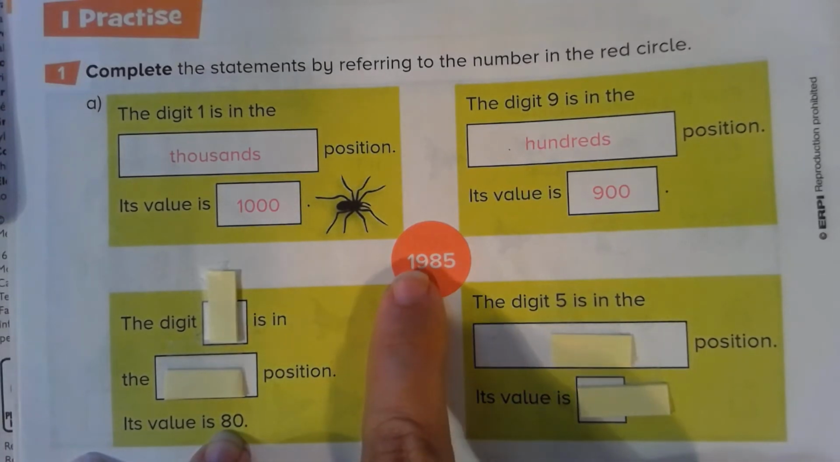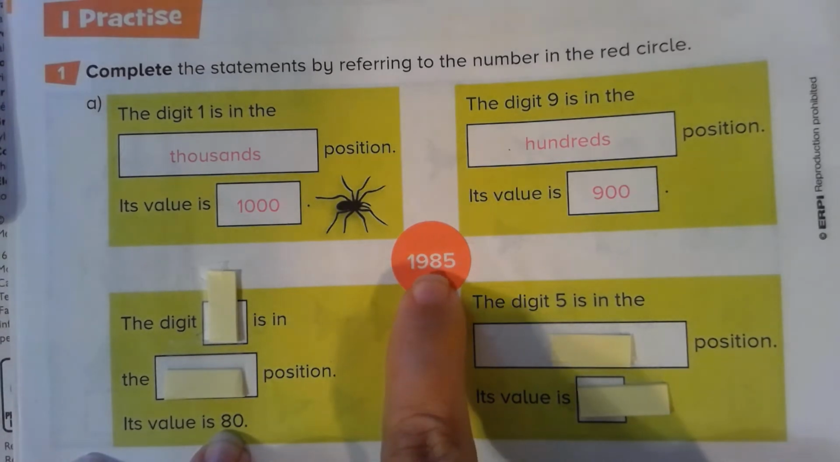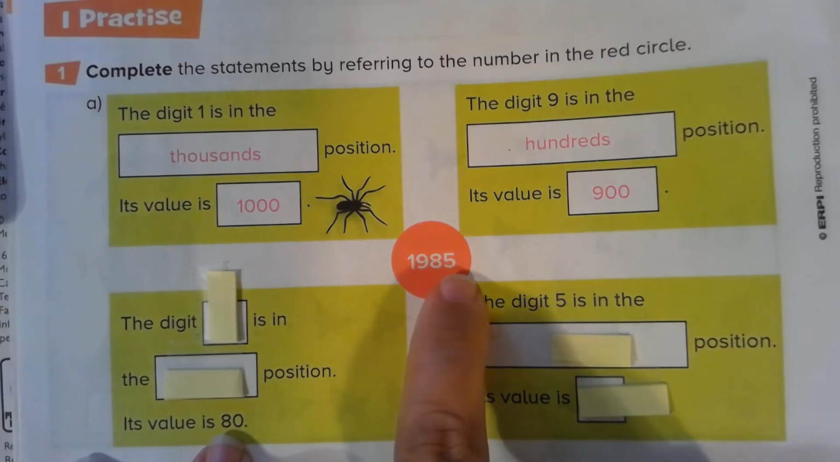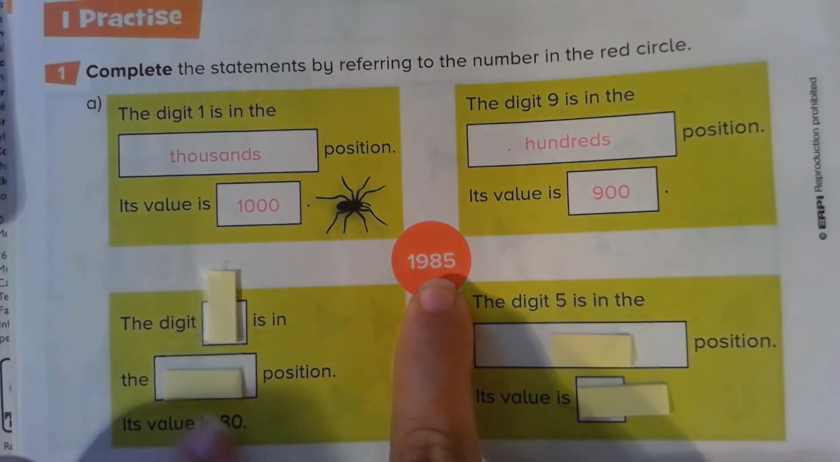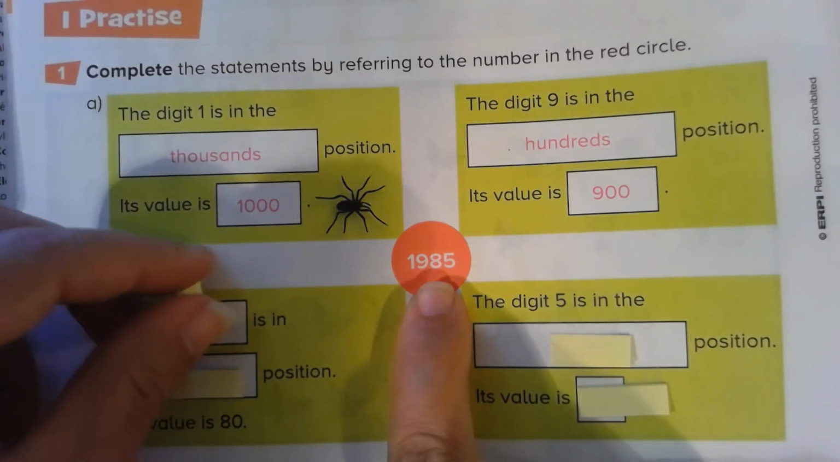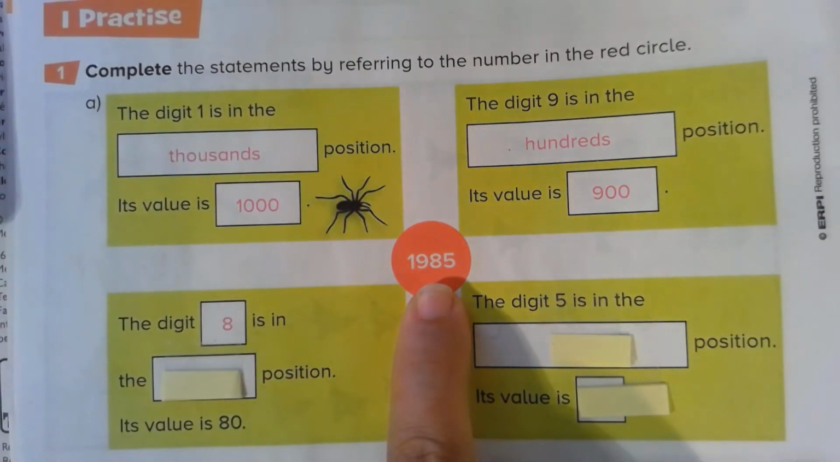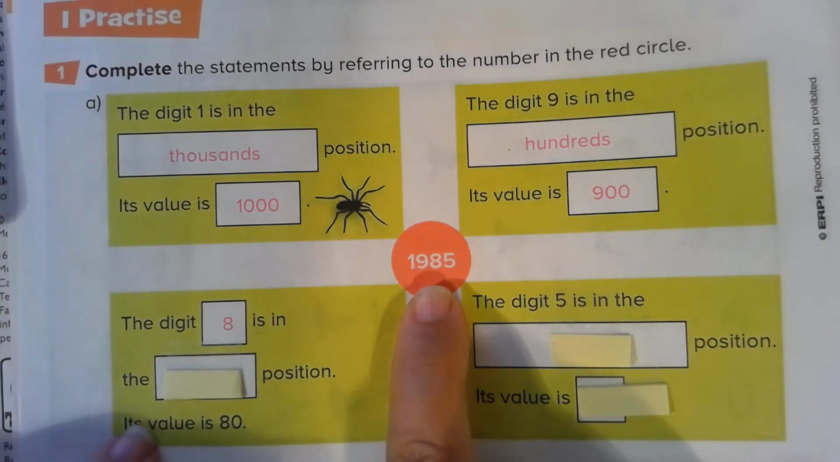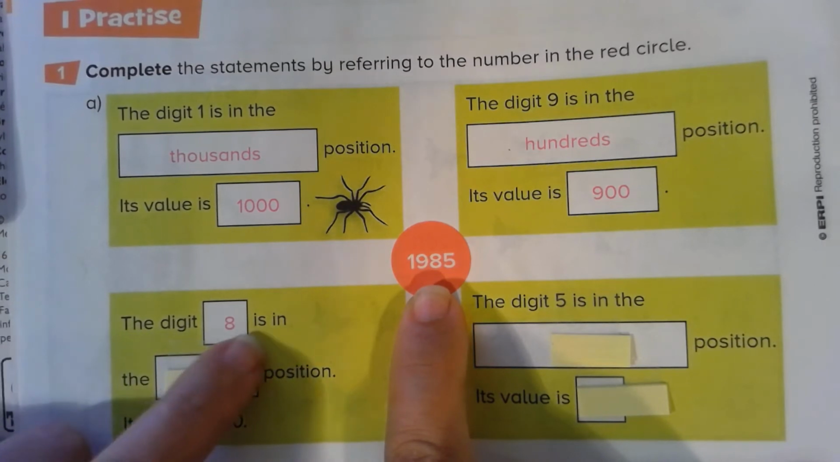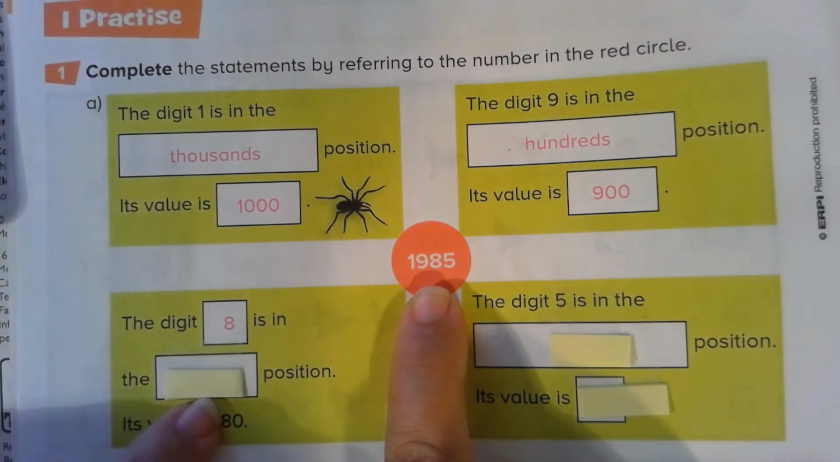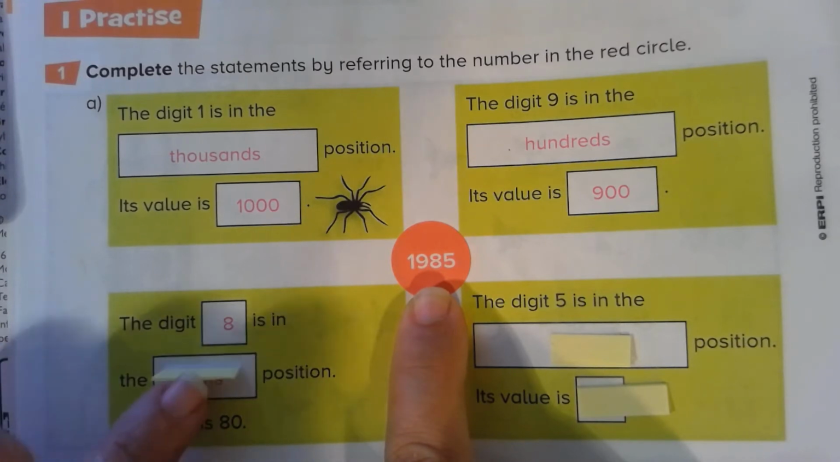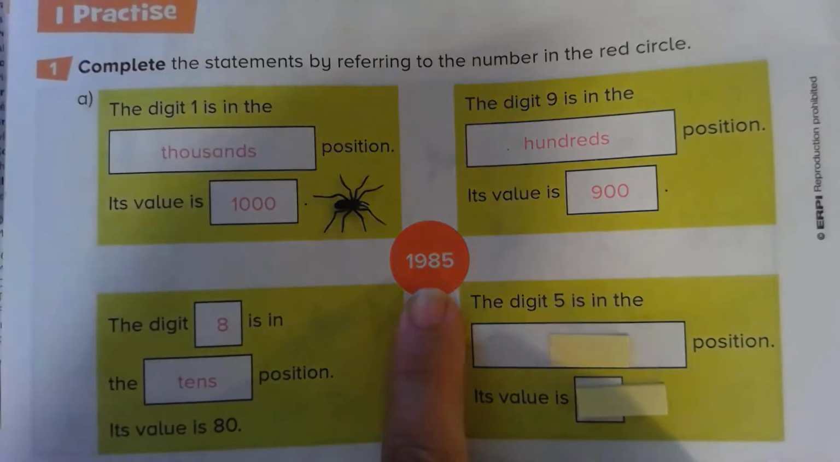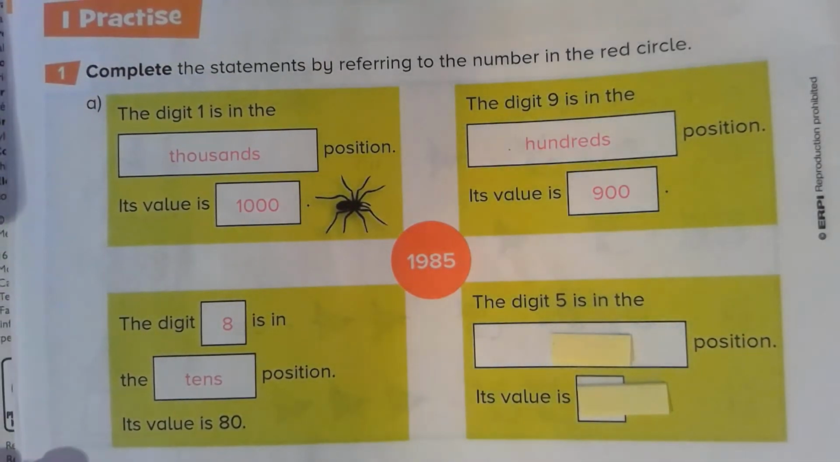So I'm going to look at my number, 1985. Oh, there's the 8. So what position is my 8 in? My units? No, my tens. So I think it's the 8. I'm right. It is the 8. Who else was right? Raise your hand. Oh, look at all those people. Amazing. Okay, so the digit 8 is in the what column or the what position? Yes, the tens. Way to go.